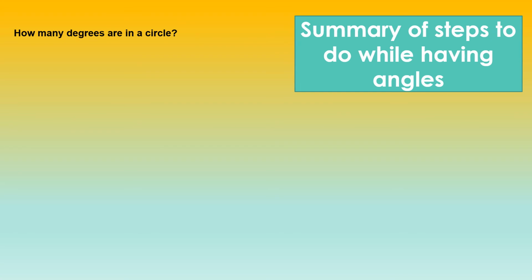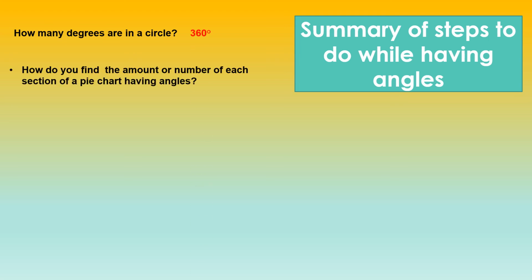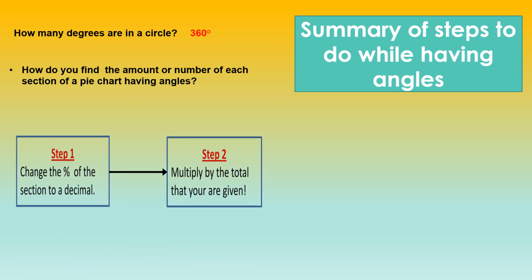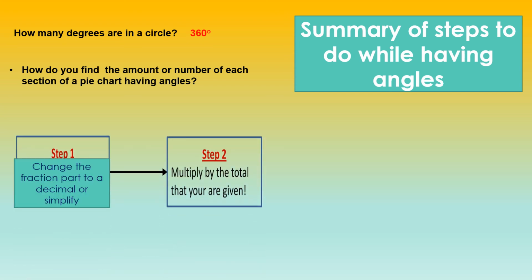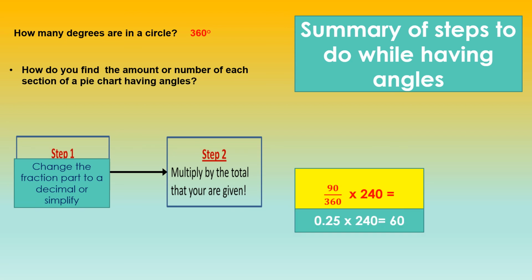Now let's summarize the steps to do while having angles. First, how many degrees are in a circle? It's 360. Now, how do you find the amount or number of each section of a pie chart having angles? You will bring the angle and write it over 360. After you do the fraction, you will change the fraction part to a decimal or simplify. Then you multiply by the total that you are given. For example, here is my fraction part. The angle was 90. I put it over 360 and I multiply it by the total given to me.